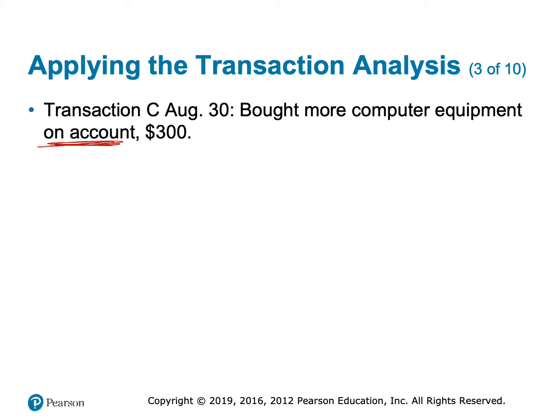Accountants are not real creative, especially when it comes to naming things. So accounts payable went up. I have more debt now than I did before. Now remember our aid reveille here. Liabilities have a normal credit balance. So to increase accounts payable, I want to credit it.